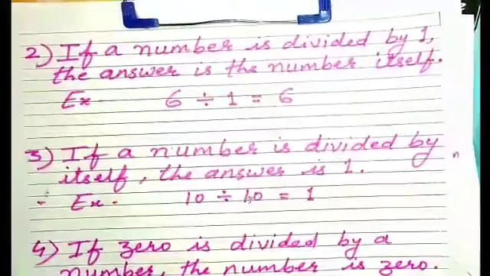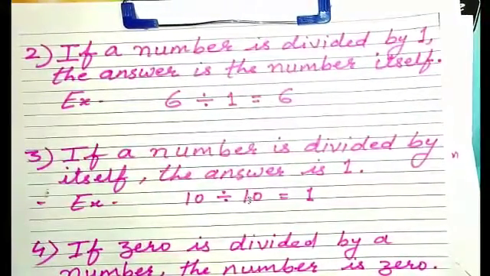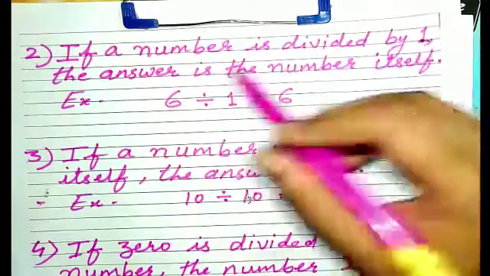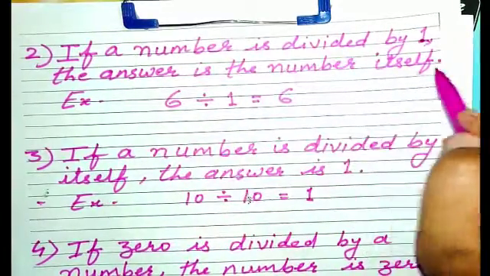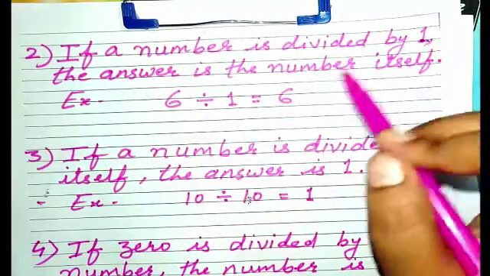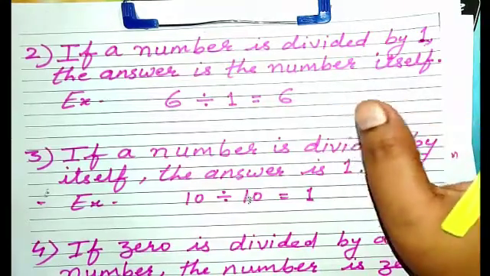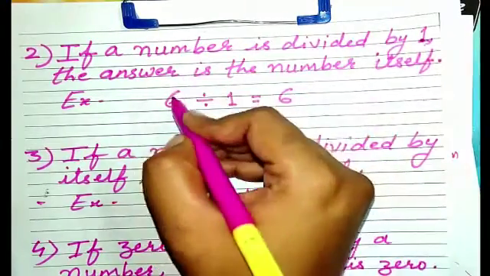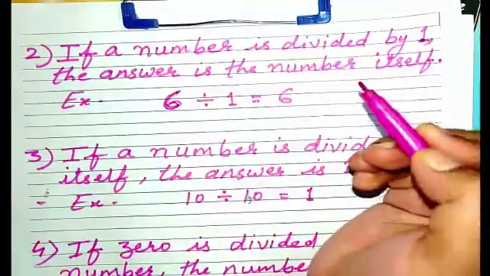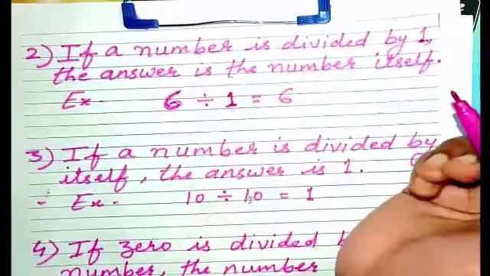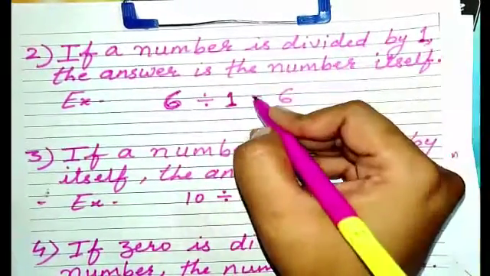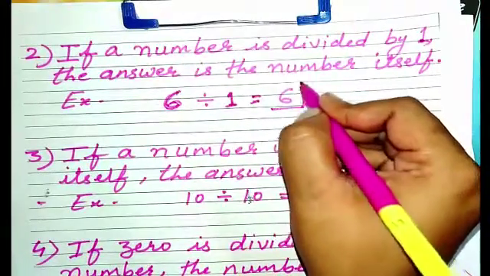Okay, children, we will see the next property. So our next property is, if a number is divided by 1, the answer is the number itself. So what is your next property? If a number is divided by 1, the answer is the number itself. If we divide any number by 1, your answer will be the number itself.